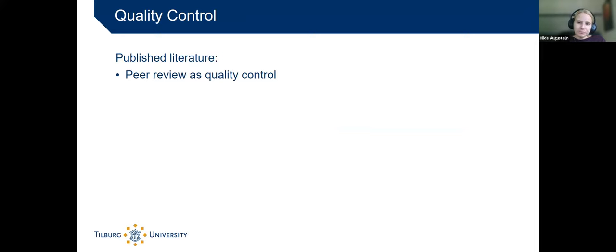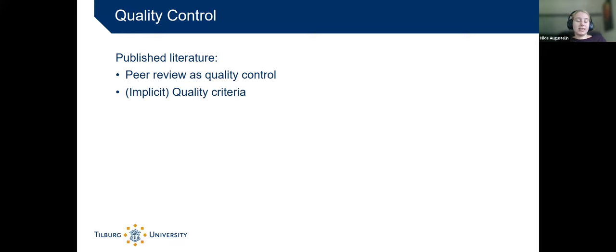We already know that peer review is the best option we have, but it isn't perfect. We know that peer reviewers often disagree. You might have experienced this yourself as well when you get feedback, and things are going wrong there as well. So what do they actually pay attention to? What are their quality criteria? What do they think is important when they look at a manuscript?